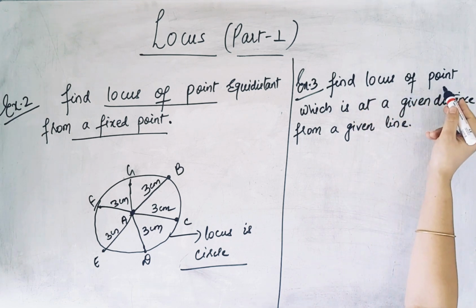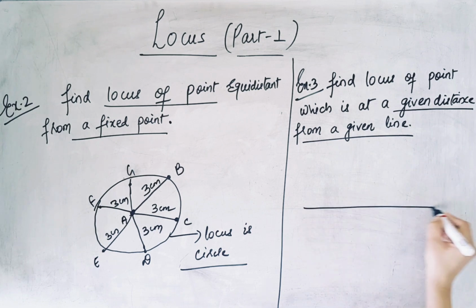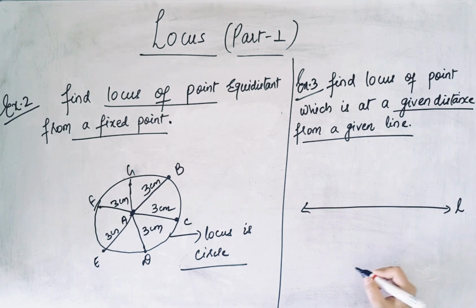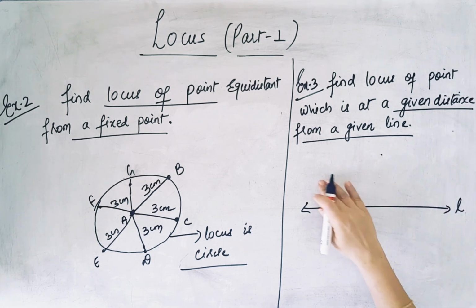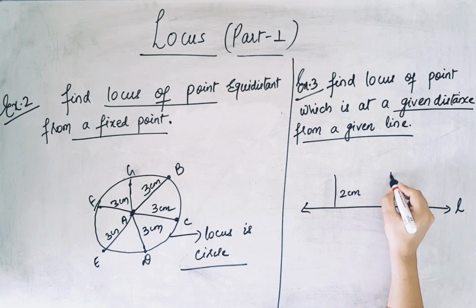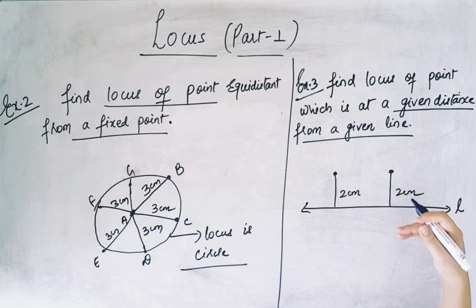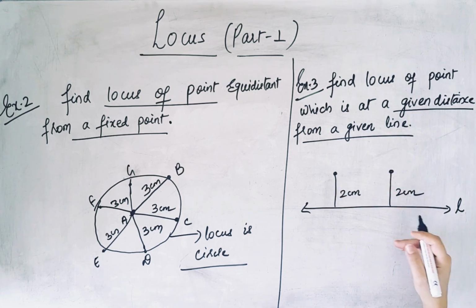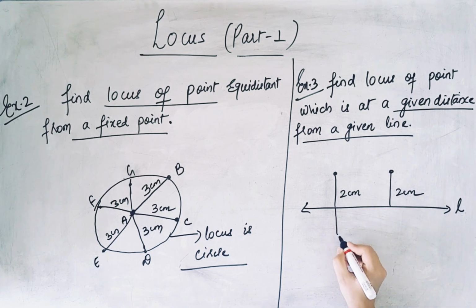Say example number 3. Find the locus of a point which is at a given distance from a given line. Now we are provided with only one line. Now at a given distance, मतलब ऐसा नहीं कि कोई यहाँ नहीं, at a given distance. Let's suppose if I am taking 2 centimeter from here, so 2 centimeter from here also. So these are the points. Obviously, if I am constructing points above line A, there will be points below this line also.